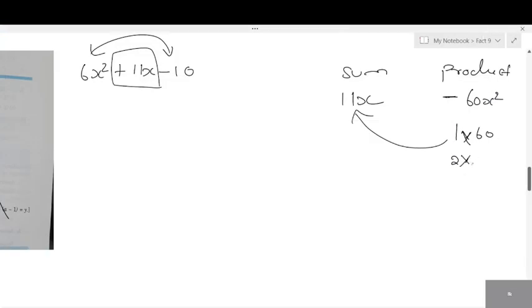Fine. Even for 2 into 30, you don't. For each and every factor, when you write, we call this as factors, students. For each and every factor, you have to keep checking whether you get 11. For example, look here, 2 and 30.